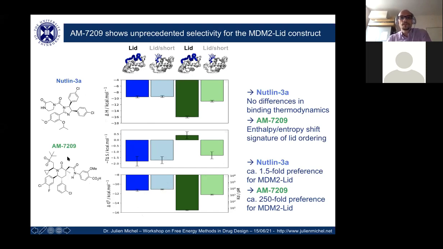In the case of AM7209, we see something quite interesting. There's a significant shift in enthalpy and entropy of binding. So the enthalpy of binding becomes less negative when the lid is truncated, and the entropy of binding becomes more negative. And overall, in terms of energetic balance, we see a 250-fold preference for the full lid for AM7209.